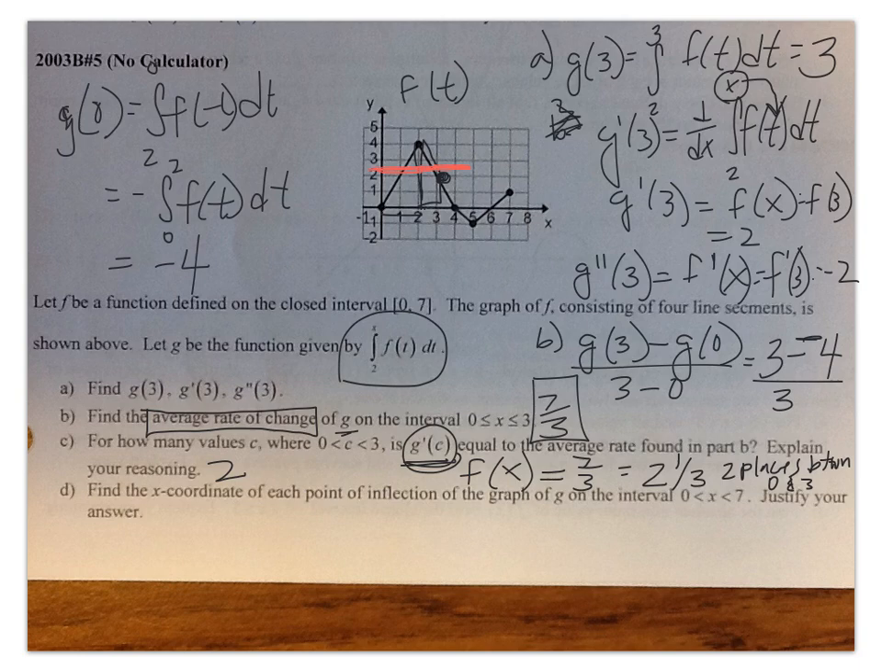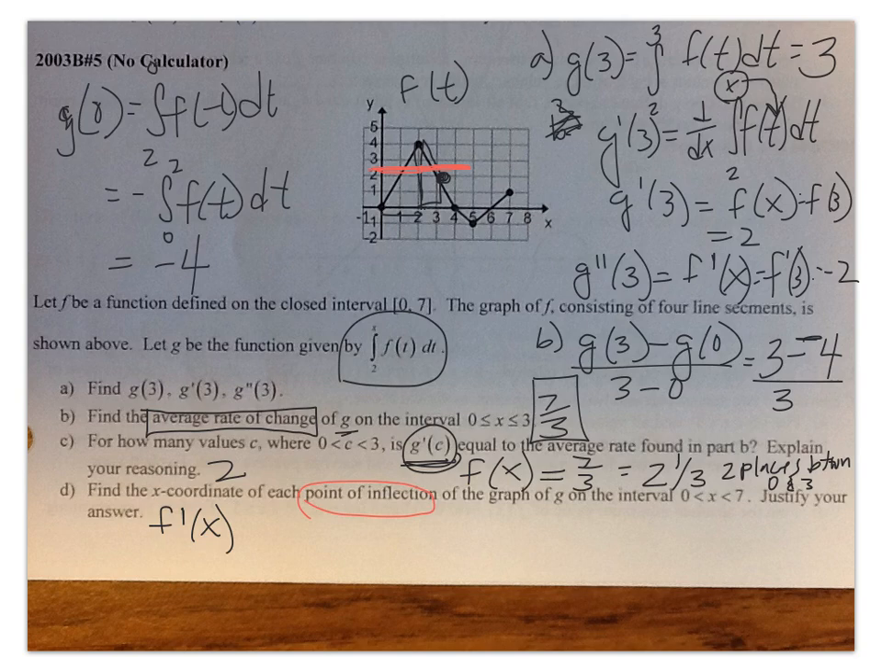Okay, D. Find the x-coordinate of each point of inflection of the graph of g on the interval from 0 to 7. Justify your answer. This is not a very hard last part of a problem. Points of inflection occur when the second derivative changes signs. We figured out that the second derivative of g was the same thing as f prime of x. So that's talking about the slope of this graph. So how many times does the slope change signs on this graph between 0 and 7?